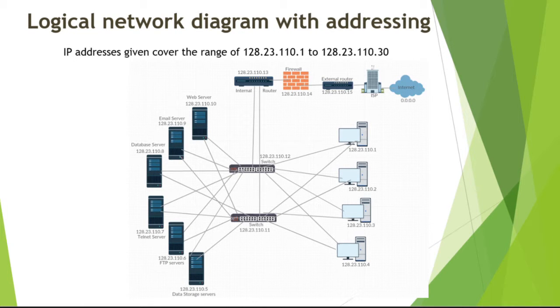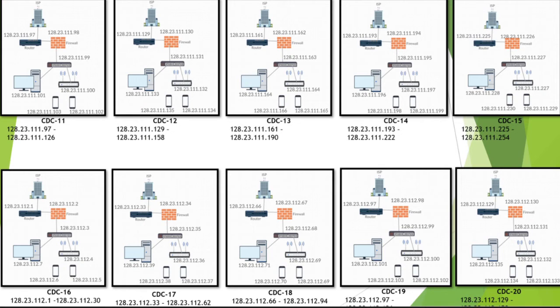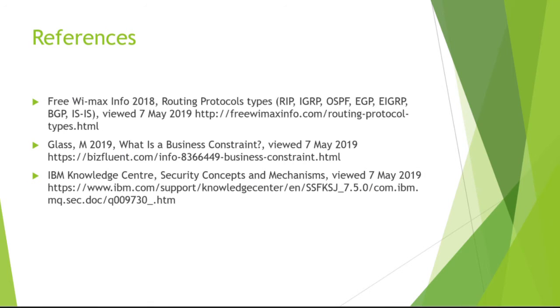As defined in the model for addressing, the network for the main office in Paramata is named OS Dispatch, and the IP addresses given cover the range of 128.23.110.1 to 128.23.110.30. It's important to reinforce that the 20 collection and distribution centers are provided with a range of IP addresses that were discussed in the report.